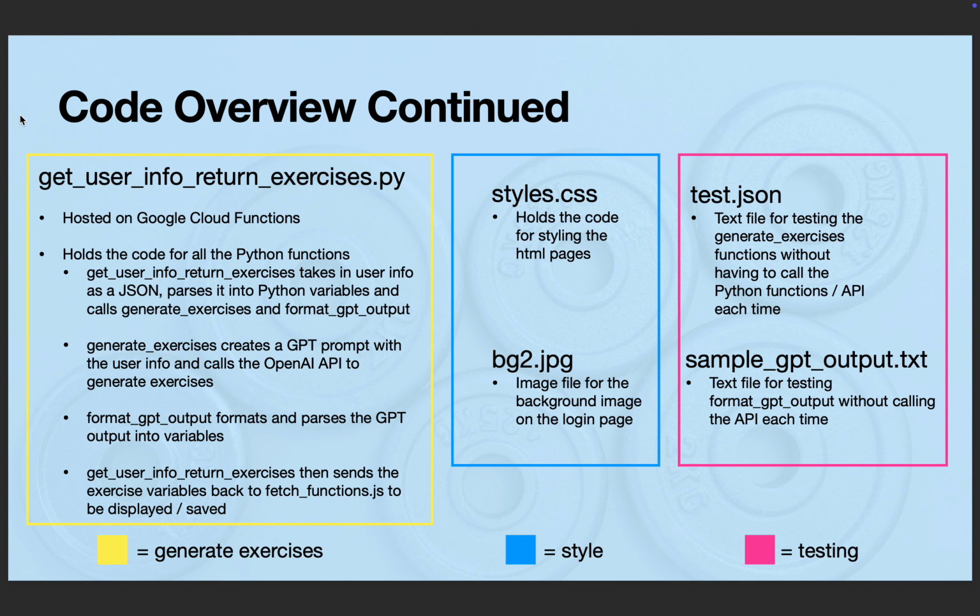So then moving on, there's the HTML, there's the JavaScript, there's the CSS, then there's the Python files, which end up getting hosted in Google Cloud Functions. So when JavaScript talks to the backend, it is talking to a URL that was created by Google Cloud Functions, and we'll get into that a bit more later. Then there's just the styling, an image that you saw on the login page, of the shoes and the jump ropes, and then a couple of text files that I used when I was testing so that I didn't actually have to call the API every time there was a bug in my formatting or my fetch request.